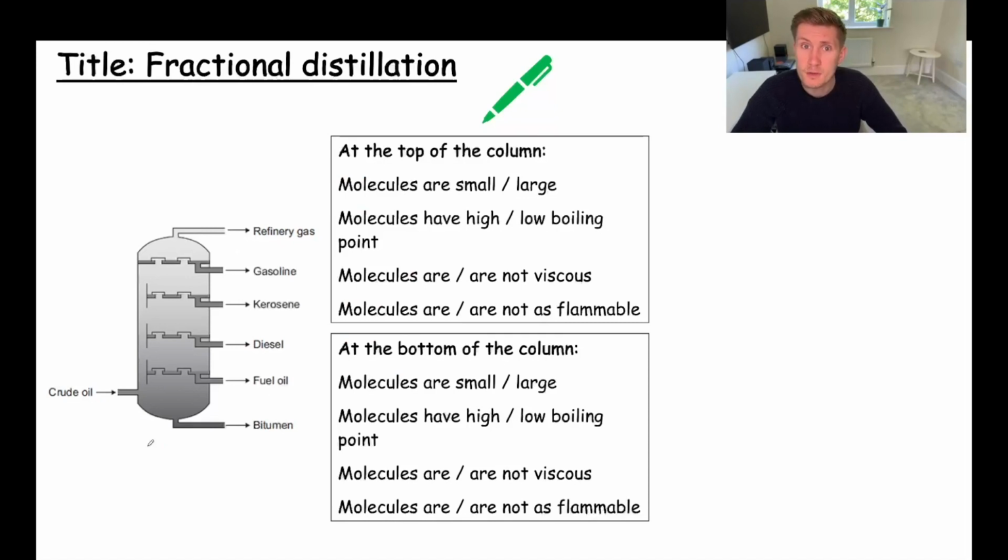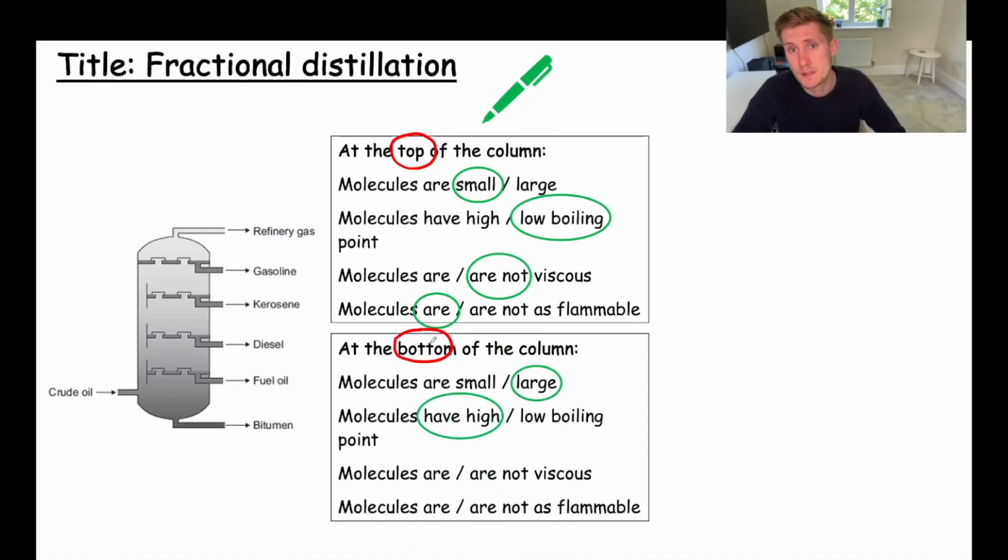And before we end the video, let's do a quick recap of what we've covered so far. So let's start by looking at the top of the column. Well, at the top, molecules are small. They have low melting and boiling points. They are not very viscous because they're small molecules, and they are very flammable. At the bottom, these are the opposite. They are large molecules. They have high melting and boiling points, which means, well, as you'll find out, they're not very flammable, and they are very viscous because they're long molecules.